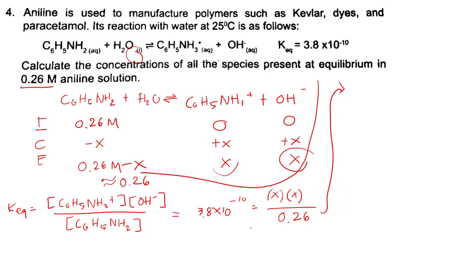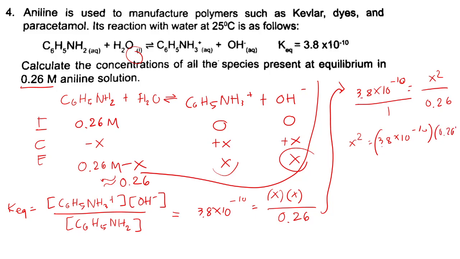I'm going to use the space here, so just follow the sequence here. So of course, x times x is equal to x squared. So let's copy this first: 3.8 times 10 to the power of negative 10 is equal to x squared over 0.26. Since we are finding for the x, we cross multiply this one. So that's 1 times x squared. It's obviously x squared is equal to 3.8 times 10 to the power of negative 10 times 0.26.